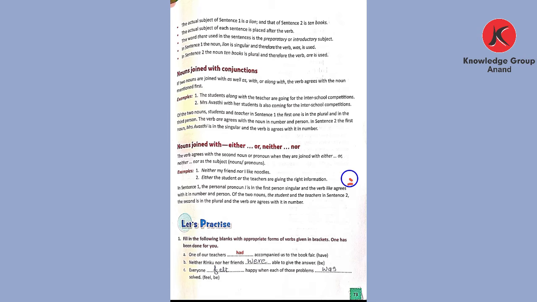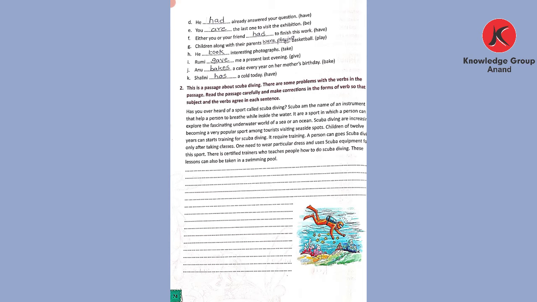Now to be verb we have to use, but the sentence is in the past tense, so we will use were able to give the answer. Everyone felt happy when each of those problems was solved. Feel we have to change into the past form, so feel became felt and verb was is used here in the sentence. Okay, now let us go to page number 74, question D. He had already answered your questions. So have past tense is had.